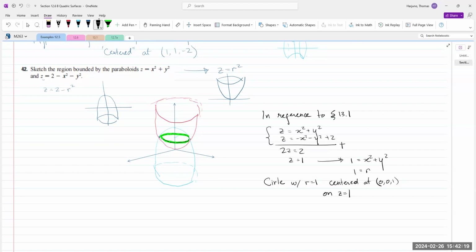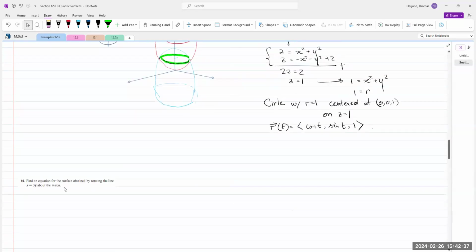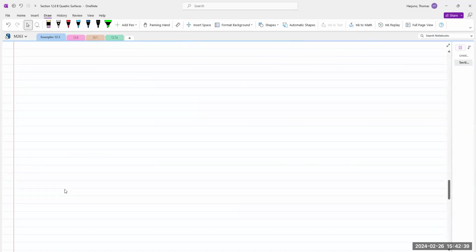Okay, now how to parameterize that? Well, we can parameterize that with vector function r(t) equals, the radius is 1, so it's cosine t, sine t, and the z part, make it constant 1. Okay, that's for number 42. Let's see, I think this is the last one. Oh, we have more. We have 2 more.